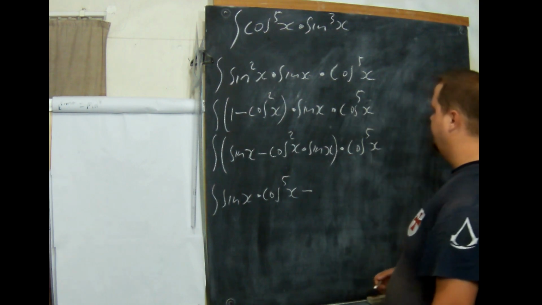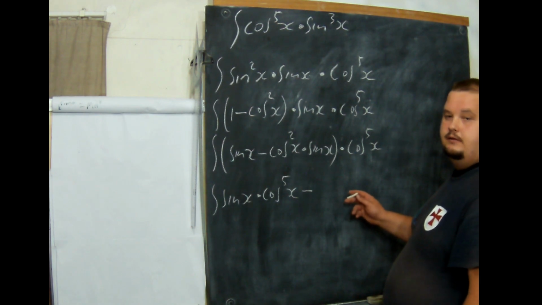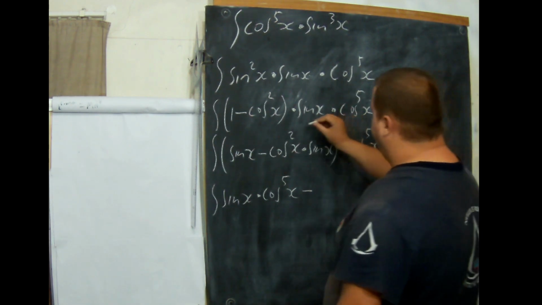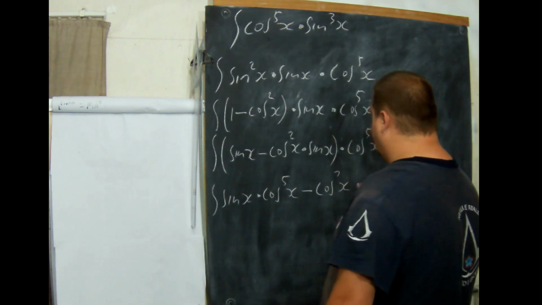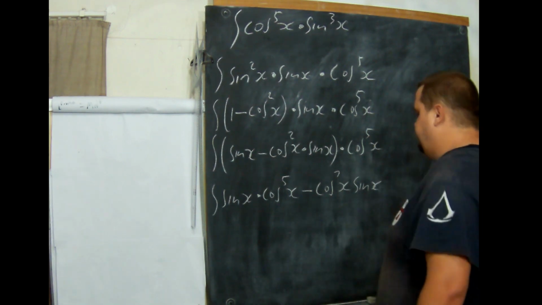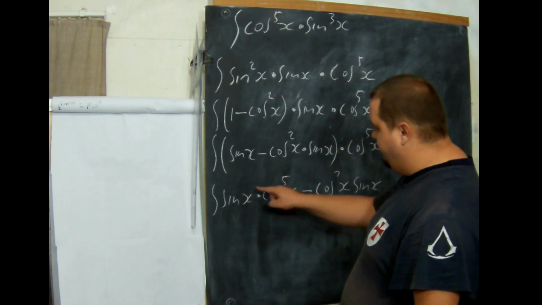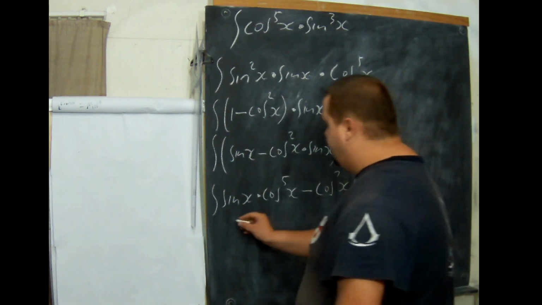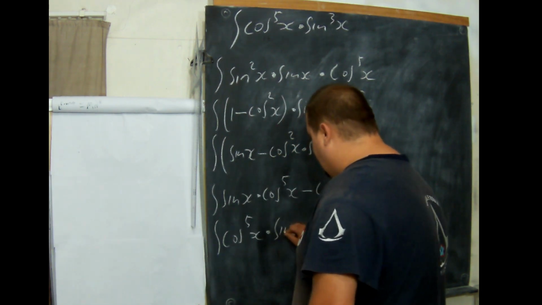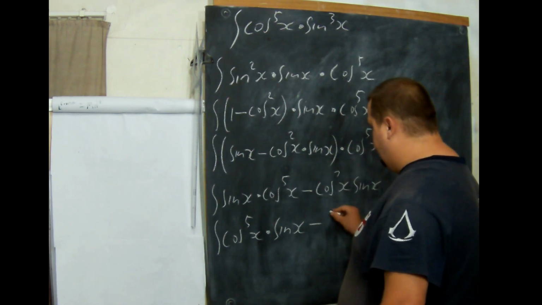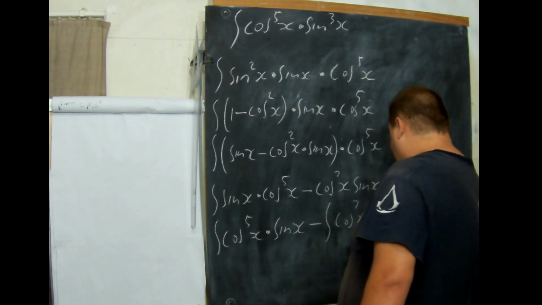Now when we multiply, we add exponents. So 5 plus 2 is 7. So cos to the 7x sine x. Now what we need to do is say, now I'm going to bring my cos to the fifth over to that side and put the sine x over here. So cos to the fifth x times sine x minus the integral of cos 7x times sine x.